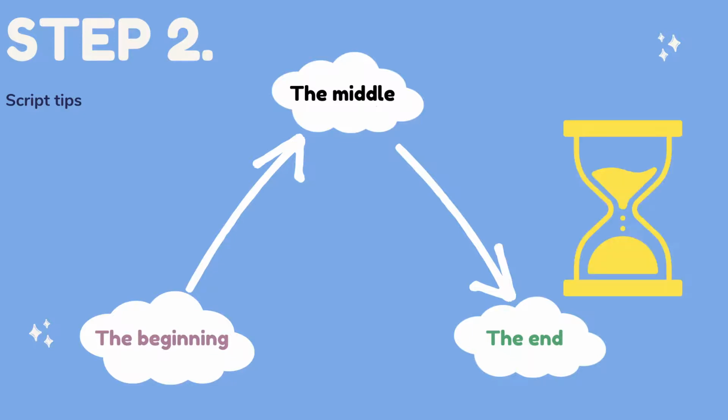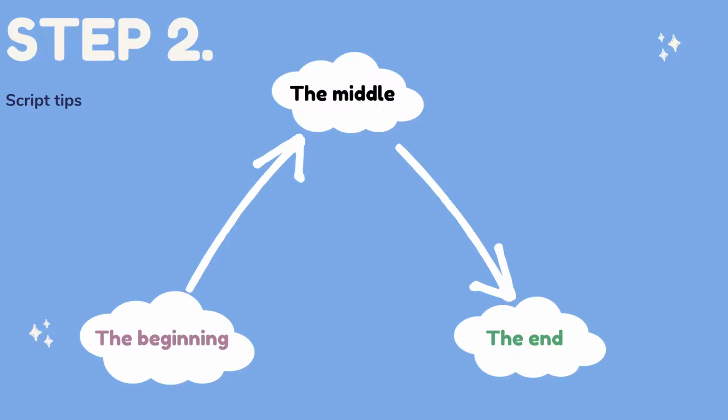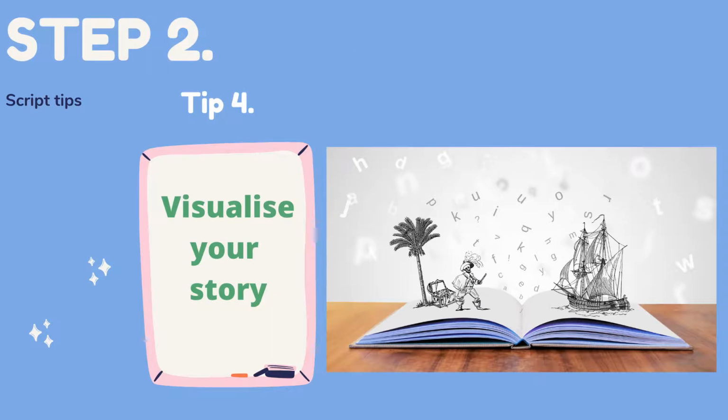Tip 4. Visualize your story. What you need to do is get the pictures related to your story, arrange and place them on the table. Then write descriptions describing each of the pictures and how they relate to the story. This should help you in getting started with your draft.